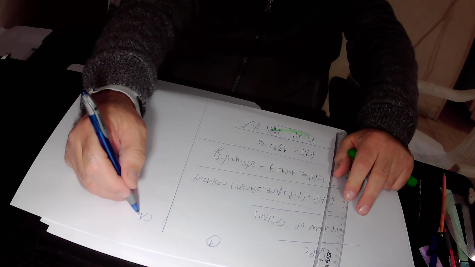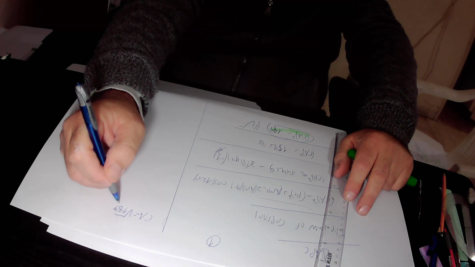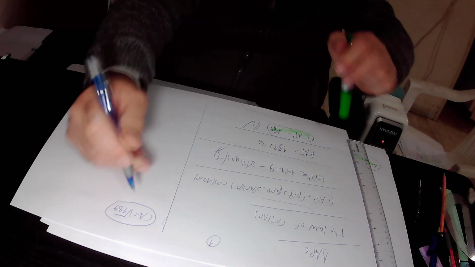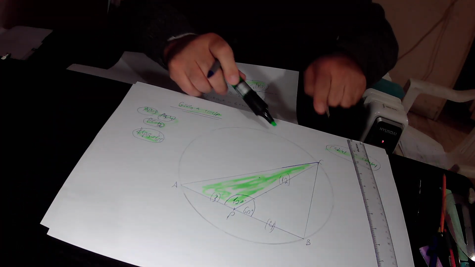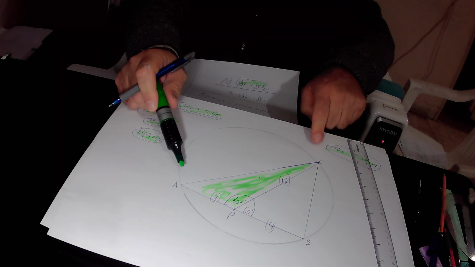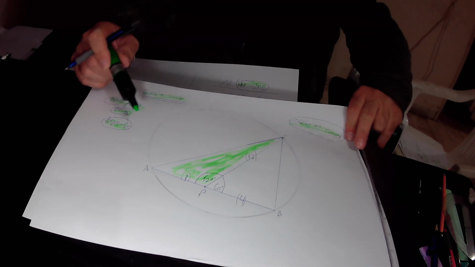Side CA equals the square root of 189 units in its length. This is side CA. So it is known.